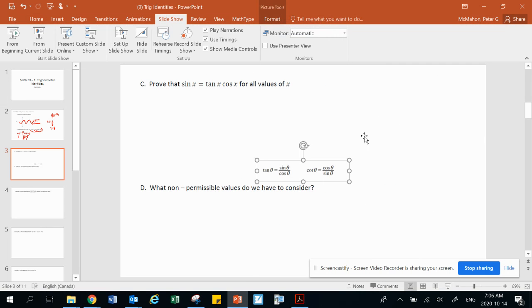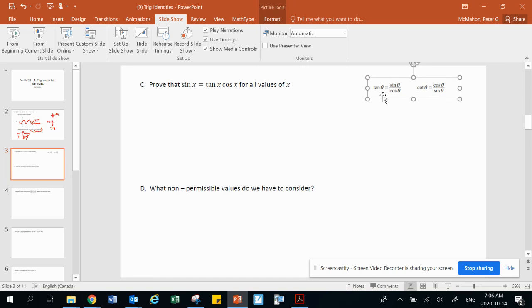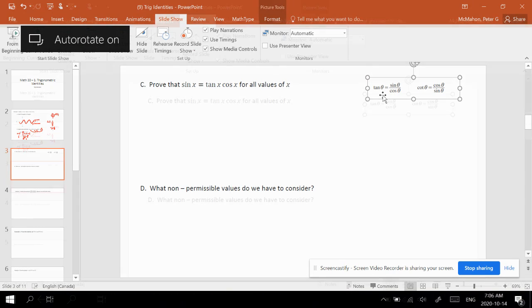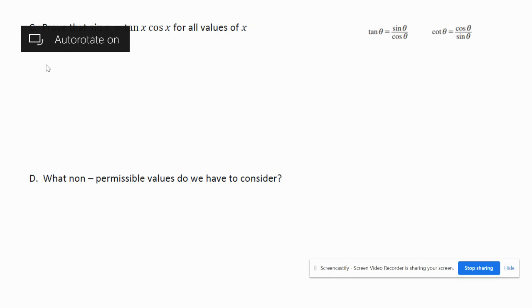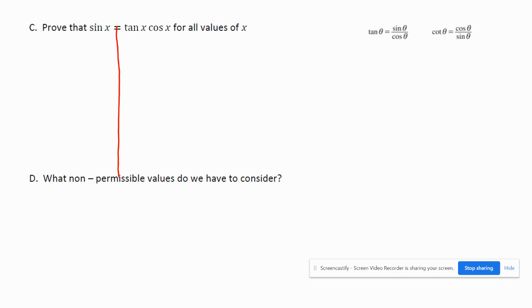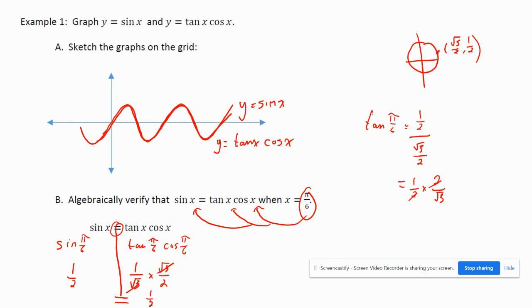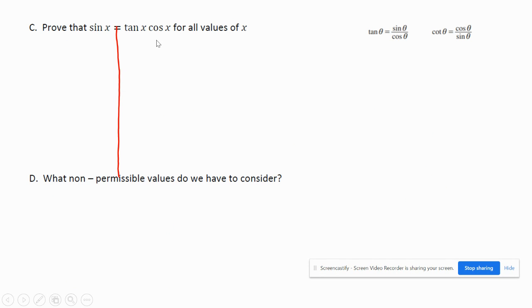So, using this from our formula sheet. When we prove these, we're going to do it again with what we call a two-column proof. So I'm going to put a line down the middle like this. Okay. Now, really, there's not much we can do on the left-hand side. This side is just going to be sine x. So sine x is going to stay over here.